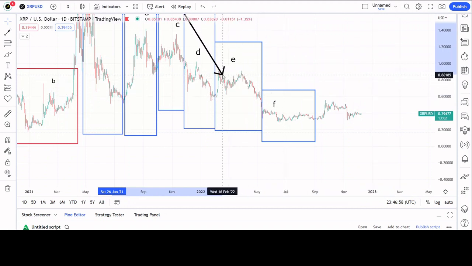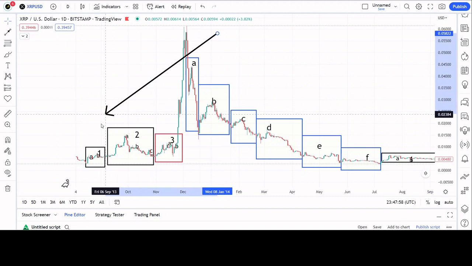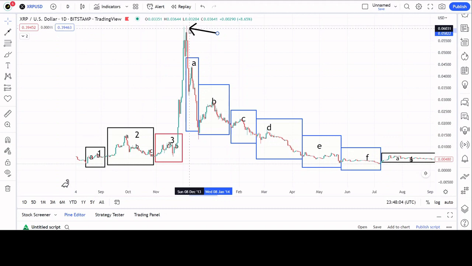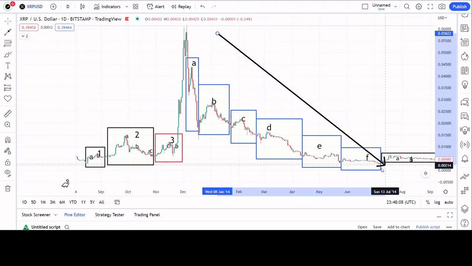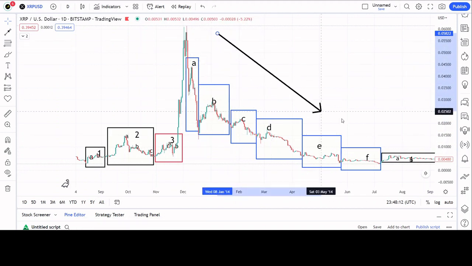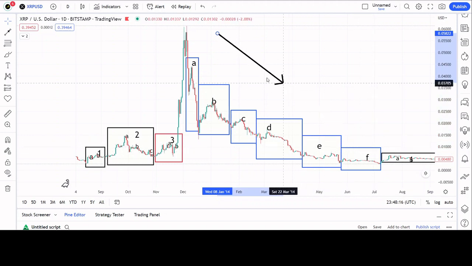Let's quickly go to the very first time XRP ever had a bear market, and we can examine those same structures. Okay, so here we are at the very beginning of the XRP chart. XRP data starts in 2013. This is the first bull run that takes place in 2013 as well, and then the first bear market that takes place in the XRP chart, and this took place from 2013 all the way to 2014.